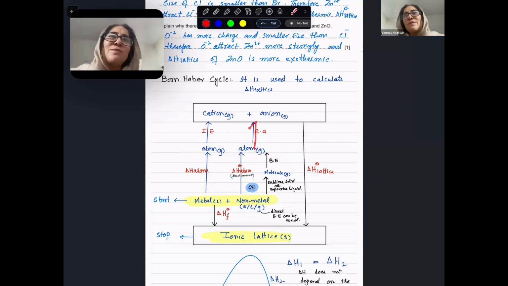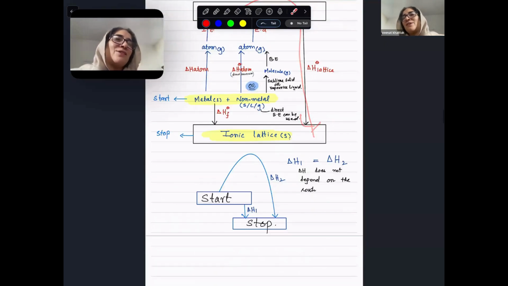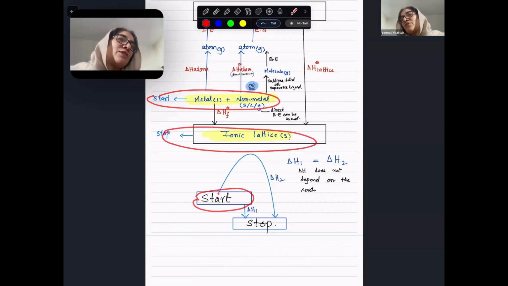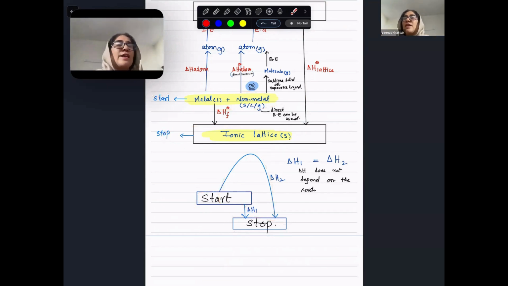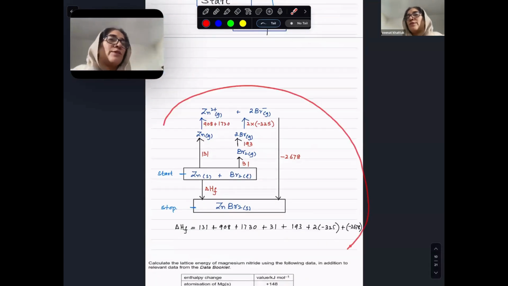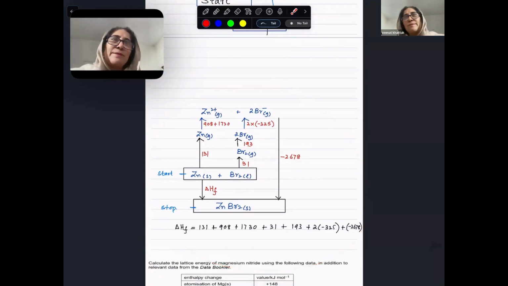And then the atom gains an electron, making an anion. The metal atom loses, the non-metal atom gains. Then the ions make a lattice. So it's exactly this way from start to stop. There are two routes you can see. Their enthalpy changes are the same. Now I am going to use zinc bromide as an example.